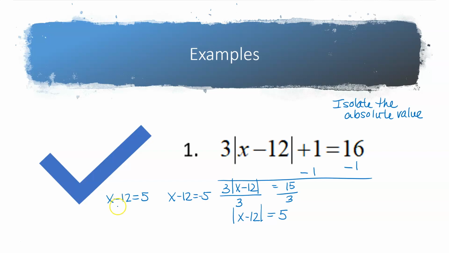Okay, so I'm going to solve. I'm going to add 12 to each side here. So x equals 17. And when I add 12 here, I have x equals 7. So you can put it in set notation, 7, 17. That means there's two solutions, 7 and 17. All right, let's do another one.